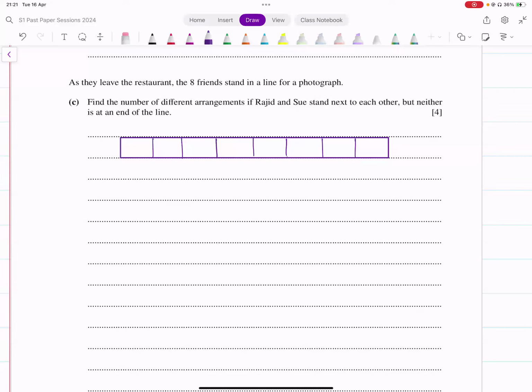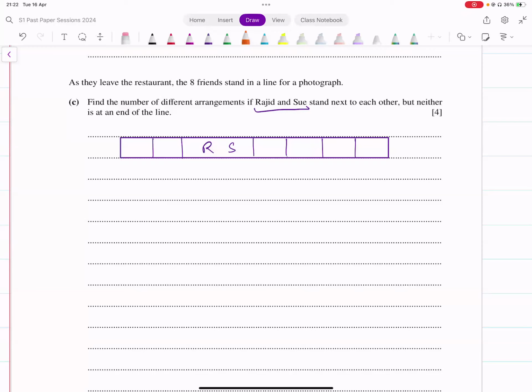These friends stand in the line. Now, Rajit and Sue, they stand next to each other. They have to be next to each other. So what do we do for that? We put them in a single box because we want them together, right? Let's say we place them in a single box here, and that will have Rajit and Sue. And now we have to see in how many ways can we arrange these boxes.